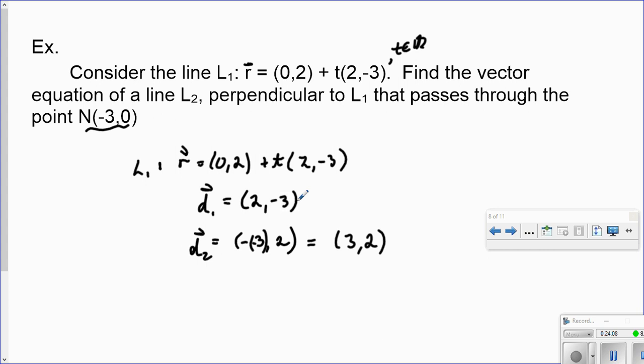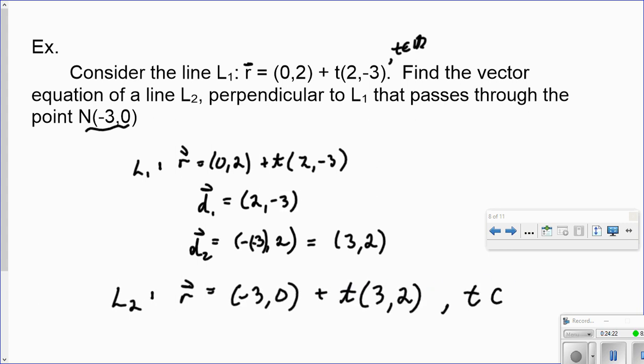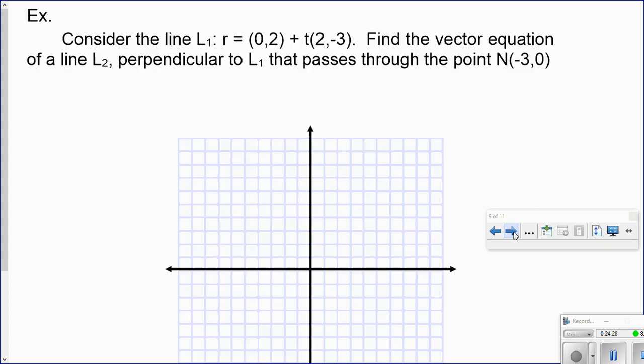So our L2 equation can be written. We have everything that we need. We have our point, (-3, 0), and we have our direction vector, and I'm just going to write the parameter. That's as easy as it gets.